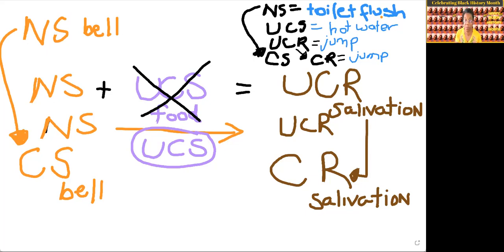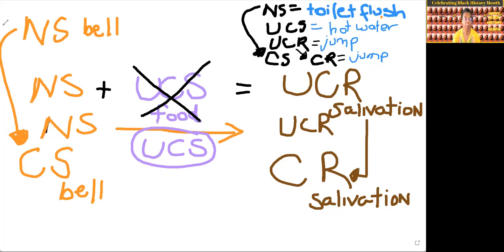The unconditioned stimulus is paired with the neutral stimulus. The flushing toilet is paired with the hot water, which causes the unconditioned response of jumping. And remember, the unconditioned response now becomes the conditioned response, which is the jump. So for question one, you put neutral stimulus, toilet flushing. Unconditioned stimulus, hot water. Unconditioned response, jump. Conditioned stimulus, toilet flushing. Conditioned response, jump.